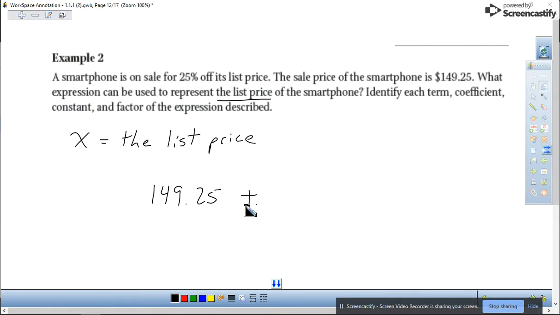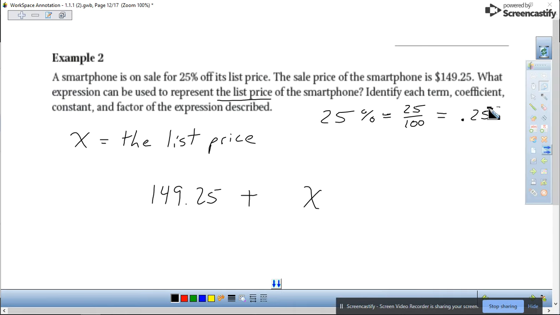So how could I show 25% of the list price? Well, the list price was x, so 25% of that would be 25% times x. We don't want to put a percent into our problem. We want to convert that to a decimal, because that's how we handle percents in math. It should be something you remember from middle school. So 25% is 25 parts of 100, which can be written as 0.25, or you could even, if you chose to, simplify that fraction and write it as 1/4.